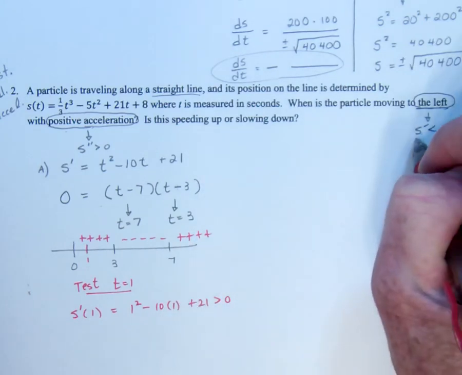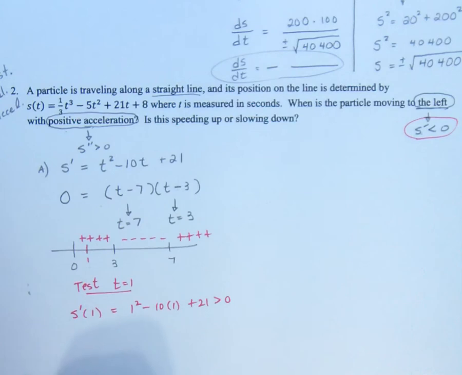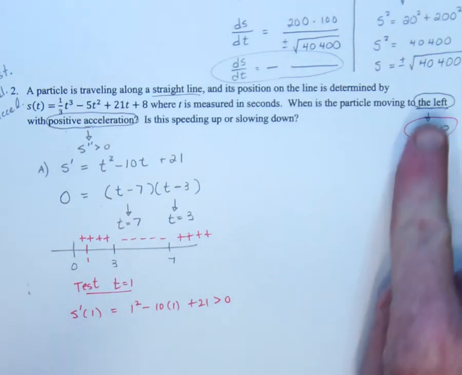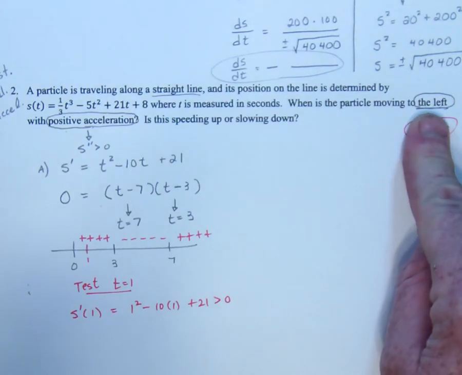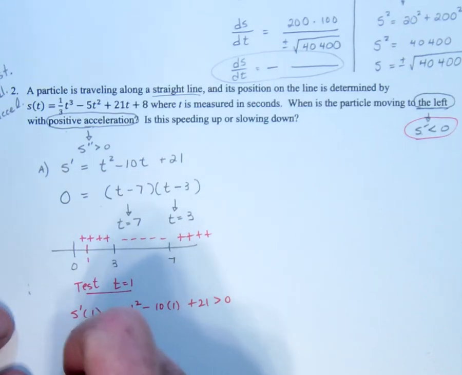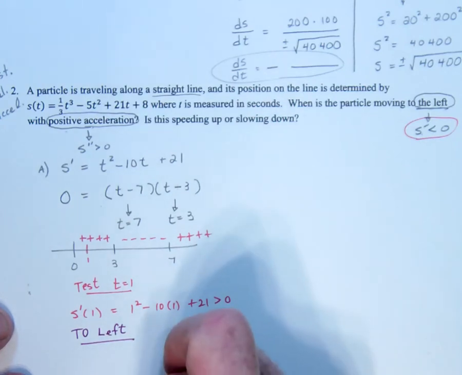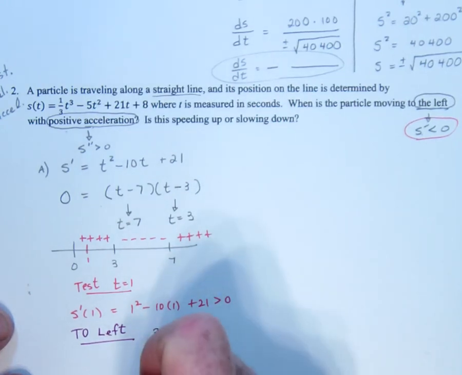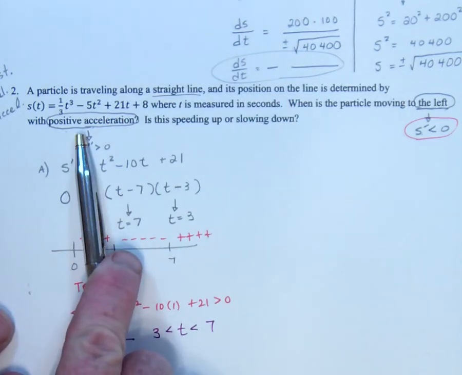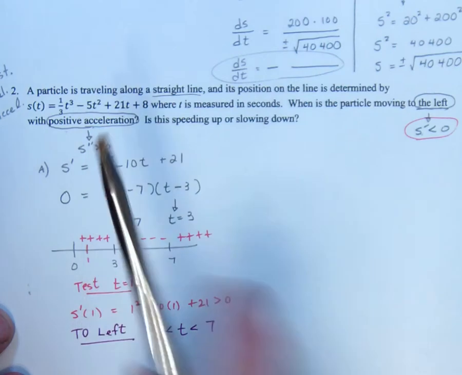Okay, so that is about this question. When is it moving to the left? So it's this middle interval when it's going to the left. So far, we've taken care of that word right there, the word left. That's what all this work was for. So it's going to the left when time is between 3 and 7. Now we need to know this part, positive acceleration. So acceleration is second derivative.